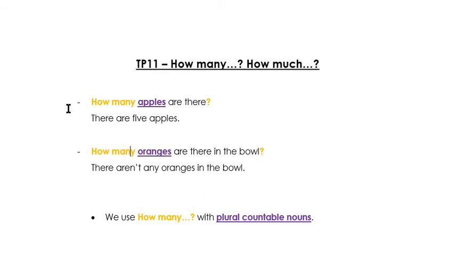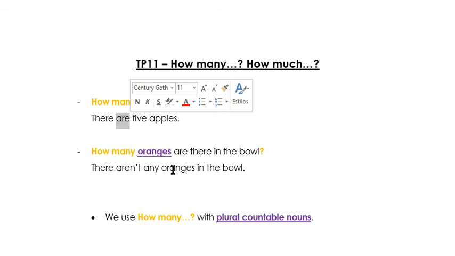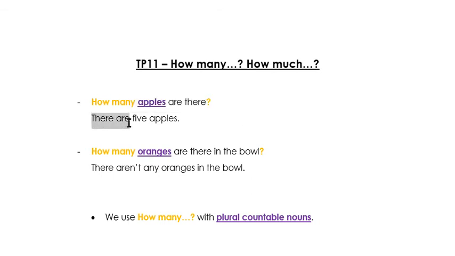¿Ok? Y cuando nosotros respondemos, recuerden de que tienen que responder en plural, ¿ok? Using there are, porque apples es plural. So, there are 5 apples in the affirmative form, or there aren't any oranges in the bowl. Okay?